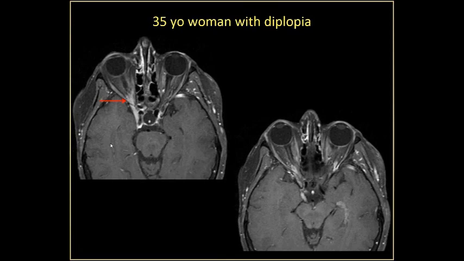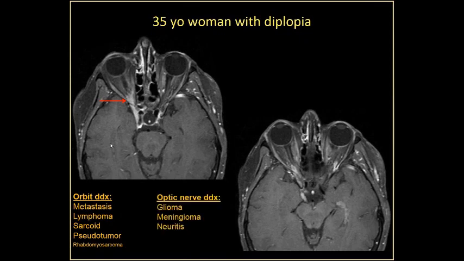So when we think of orbital lesions, we can categorize them into a couple of differentials. The differential diagnosis for lesions involving any space of the orbit should include metastasis, lymphoma, sarcoid, pseudotumor, and in a pediatric patient, rhabdomyosarcoma. When we see lesions surrounding or involving the optic nerve, there are a couple other things that we consider: glioma, meningioma, optic neuritis.